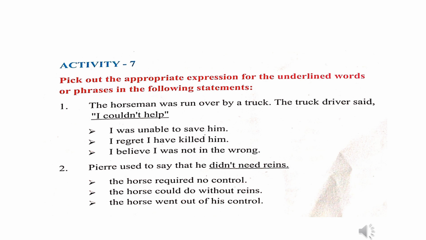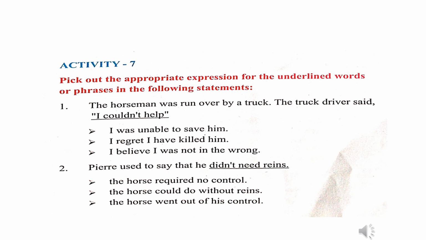Activity 7. Pick out the appropriate expression for the underlined words or phrases in the following statements. Here you can see some of the sentences from our story. Each sentence is followed by 3 options. And you can also see some words or phrases underlined in the sentences. We have to choose the appropriate expressions for the underlined words or phrases.